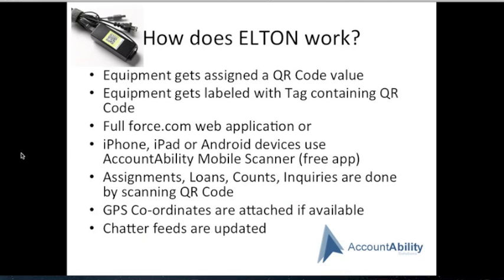Basically how ELTON works is each piece of equipment gets assigned a unique QR code, and that's using a module that we've plugged right into the software, so it's not dependent on any third-party pieces. Then the labels get generated with a tag, and that tag should have the QR code on it. And there you can use a variety of label printing software that will generate the QR code labels.